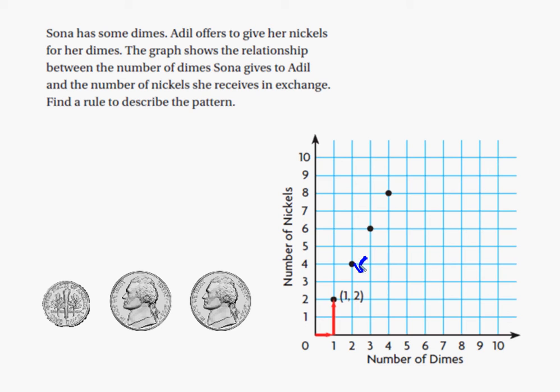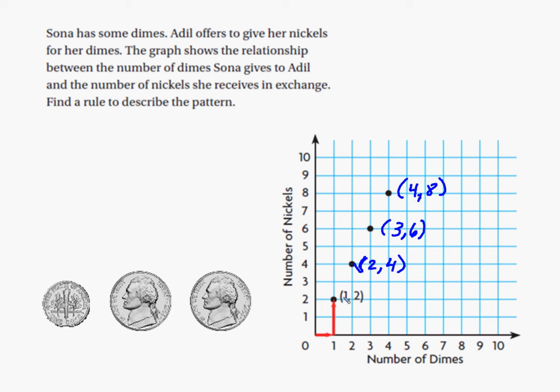So they gave us the ordered pair here, so I'm going to write an ordered pair. I don't need to write an ordered pair to find the rule, but I think it's very helpful, especially if you're stuck. So this is 2, 4. She has 3 dimes. He gives her 6 nickels, so this ordered pair is 3, 6. If she has 4 dimes, he gives her 8 nickels, so that's 4, 8. Now, if I look at these ordered pairs, I need to figure out, well, what do I have to do to x to get y?